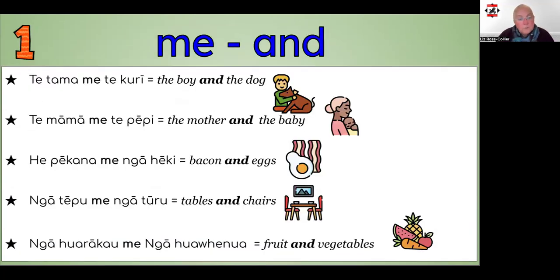The next kupu tūhono is me. When we're joining two nouns together, we use me to say and. Here are some examples: te tama me te kuri, te māmā me te pēpi, he pēkana me ngā heki, and so on.